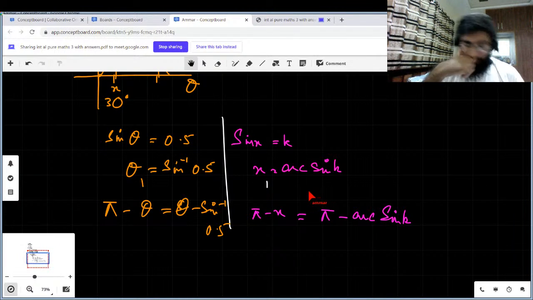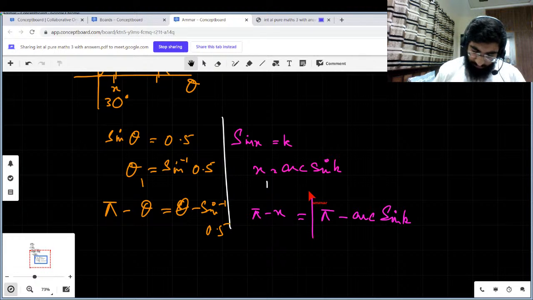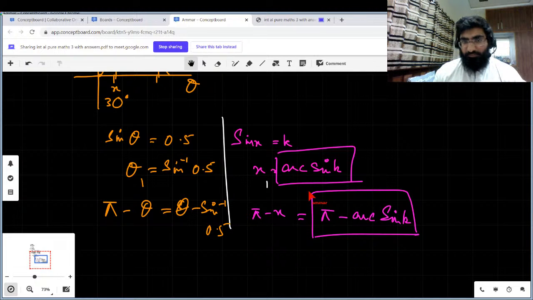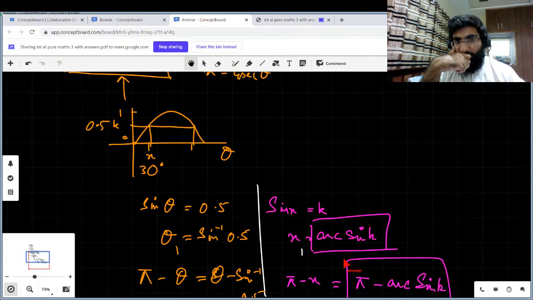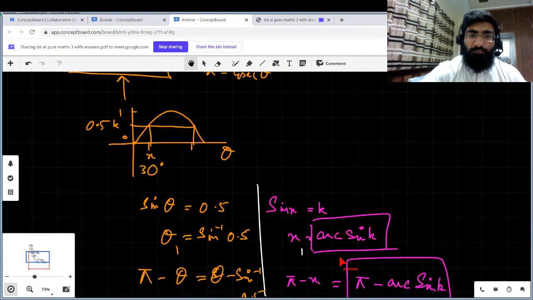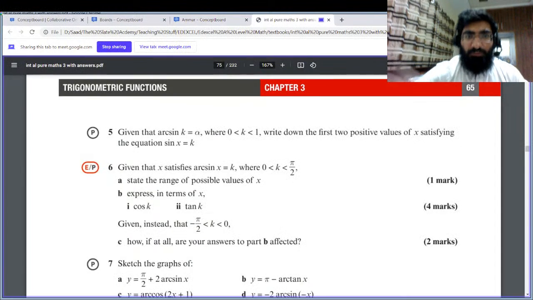Okay, so these are the two values which it is asking me to calculate, arc sine k and pi minus arc sine k. Why are you subtracting from pi again? From pi, because I know for sine that it repeats itself at pi minus x or pi minus theta. Just confirm. Okay. Next question.